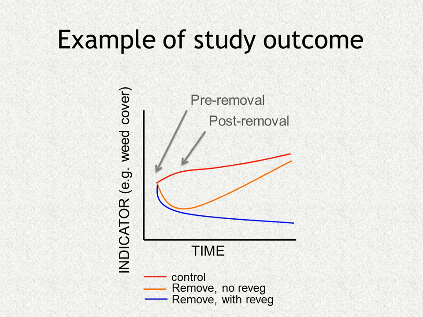So here's an example of the outcome of our study. So we have an indicator here, a dependent variable such as weed abundance or functional diversity of our soil biota. And we really expect that pre-removal, our control or reference plots, our removal with no revegetation, and our removal with revegetation will all be similar. But we expect that maybe over time, the trajectories of these three different treatments will be different. And even within the removal revegetation, our four treatments may differ among one another.